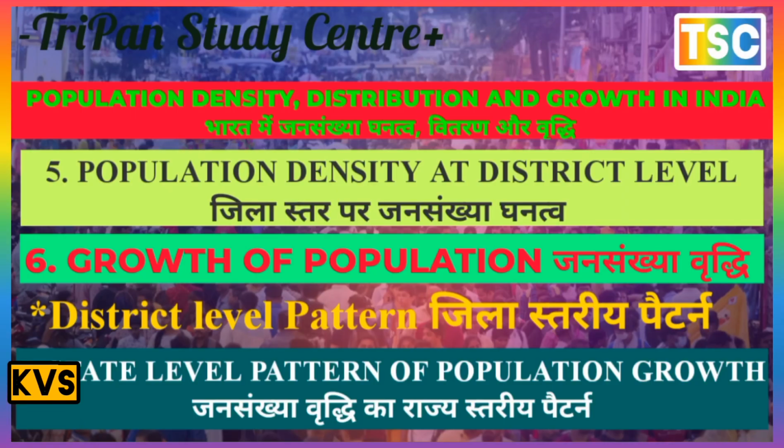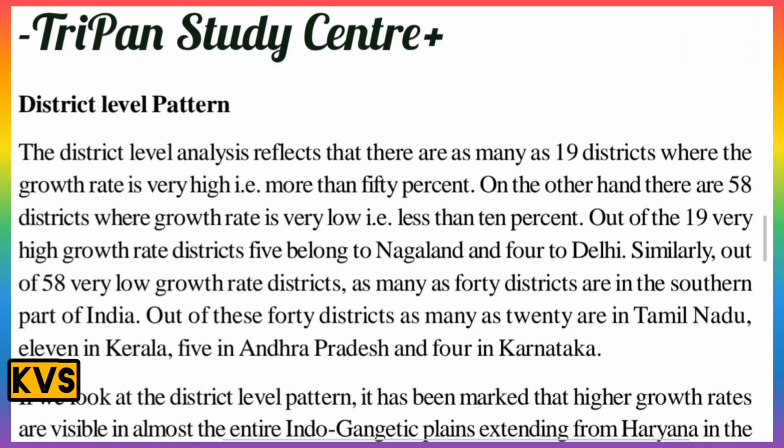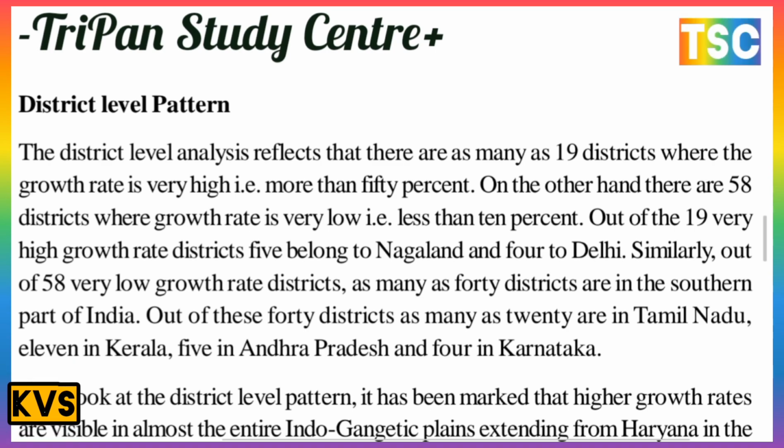The next topic is the district level pattern. The district level analysis reflects that there are as many as 90 districts where the growth rate is very high, more than 50%. On the other hand, there are 58 districts where the growth rate is very low, less than 10%. Out of the 90 very high growth rate districts, 5 belong to Nagaland and 4 to Delhi.